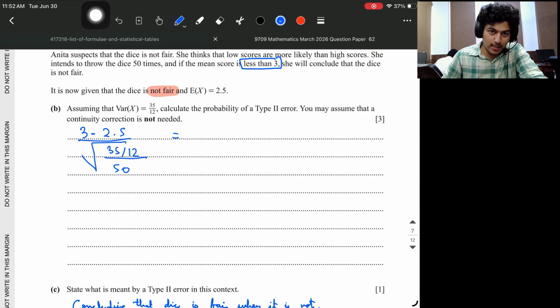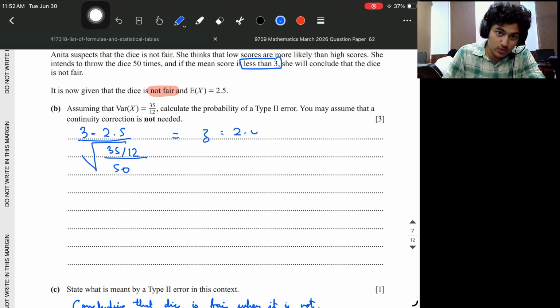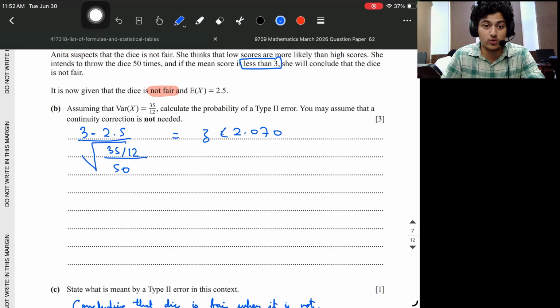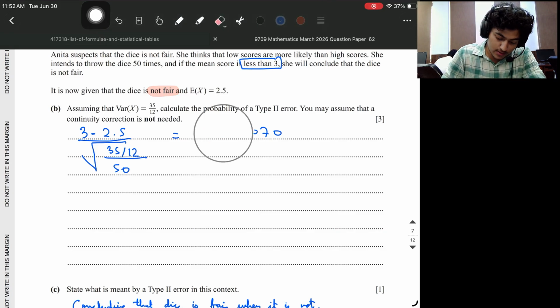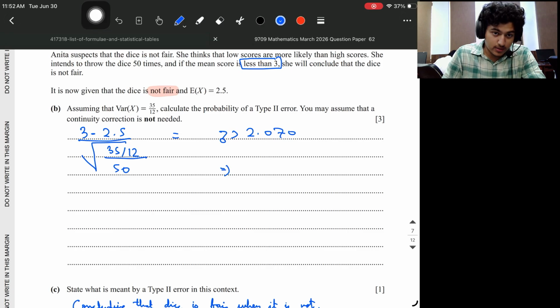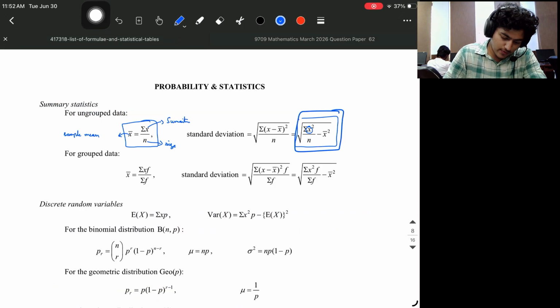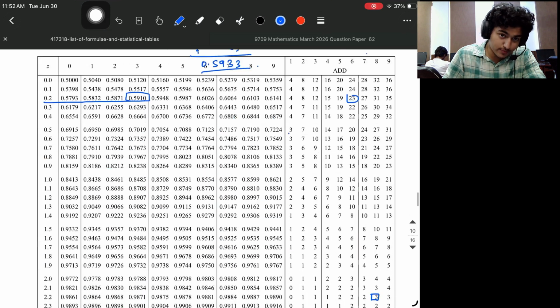And the z value that we're getting is z equals 2.070, right? Since they've graciously mentioned that continuity correction is not needed, that is why we took the value of 3. So z less than 2.070, sorry, my bad, since it's a type 2 error, this would be greater than that. So z greater than 2.070. Concluding this further, that would be 1 minus phi of 2.070.